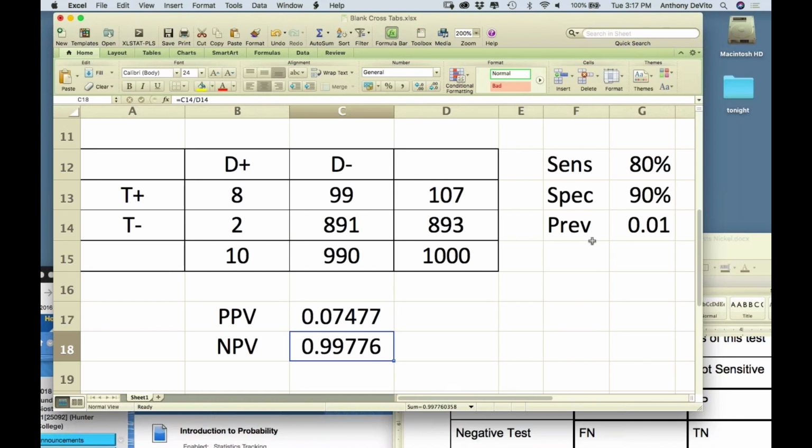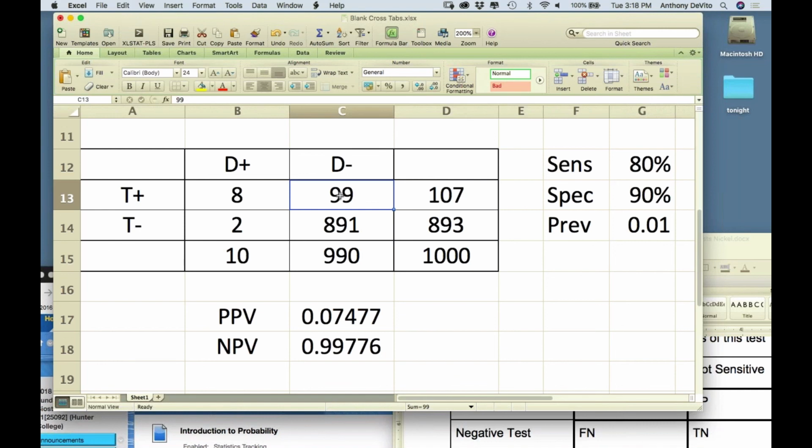What happened here? If you tested positive on this test, there's only a 7% chance you actually have the disease. This is literally the same test, 80% sensitivity. What's the only thing that changed here? The prevalence. Because we tested so many people that don't have the disease, even though we didn't get it wrong very often, only 10% of the time, that led to a lot of false positives. That's what affected the positive predictive value.